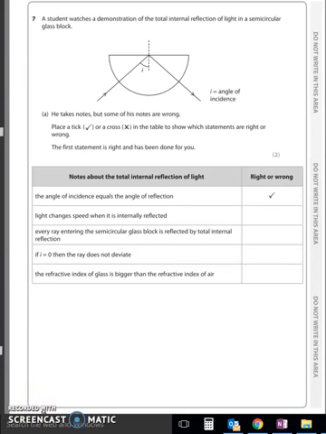Okay, this is June 2016, paper 1, question number 7. A student watches a demonstration of total internal reflection of light in a semicircular glass block. They've made some notes, and what they want us to do is say whether they're right or wrong for 2 marks. Light changes speed when it is internally reflected. We know that's wrong because light never changes speed during reflection.